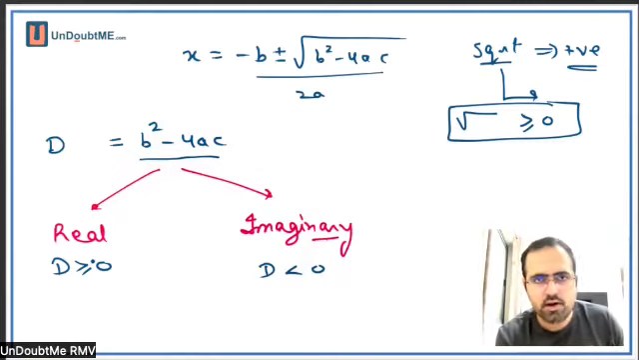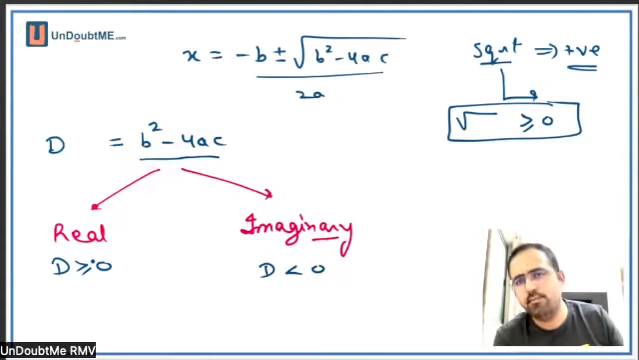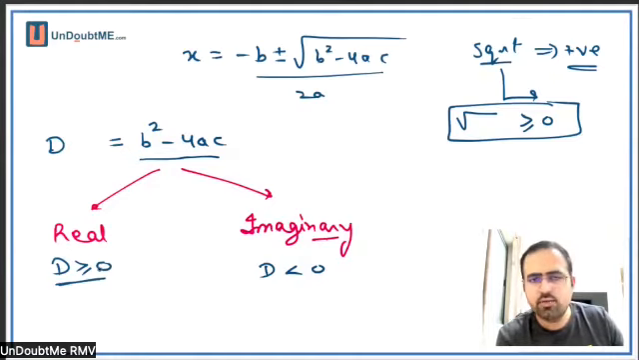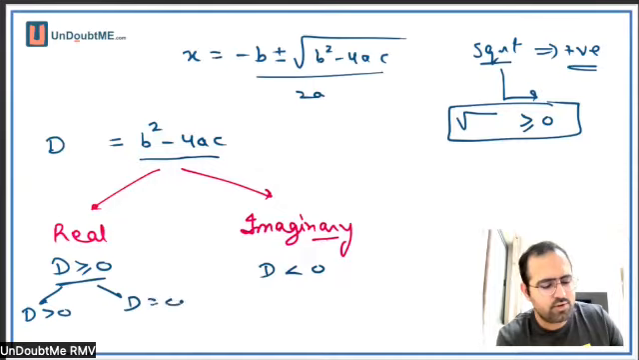But it is not that we cannot solve it further. That is where we have to learn complex numbers. It will come this year only. So d greater than or equal to 0 can be further divided into d greater than 0 and d equal to 0. D greater than 0 is the condition when there will be two distinct roots.